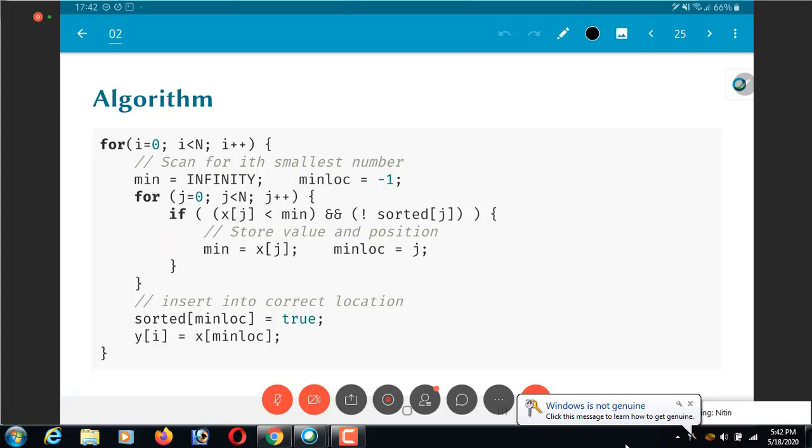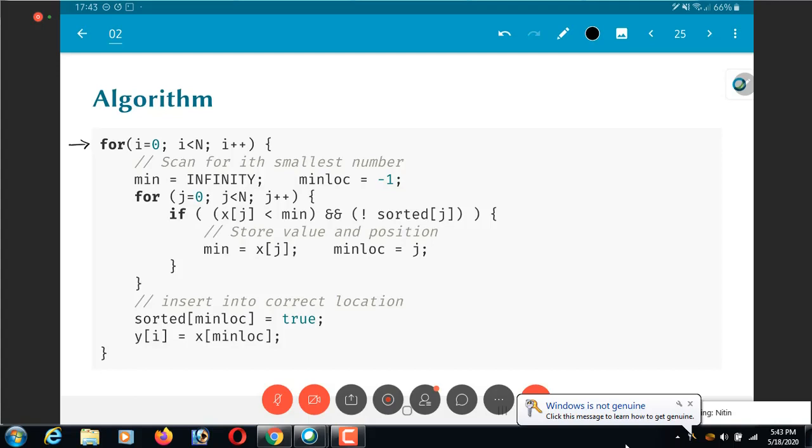the sequence of steps that we have over here is, I have a for loop. What do I do with the for loop? I'm going to scan for the ith smallest number, right? The way this for loop is working is I'm going from i equal to 0 to n minus 1. And at each time, once again, I'll set min equal to infinity, min location equal to minus 1, and try to find the actual min value and the min location, right?